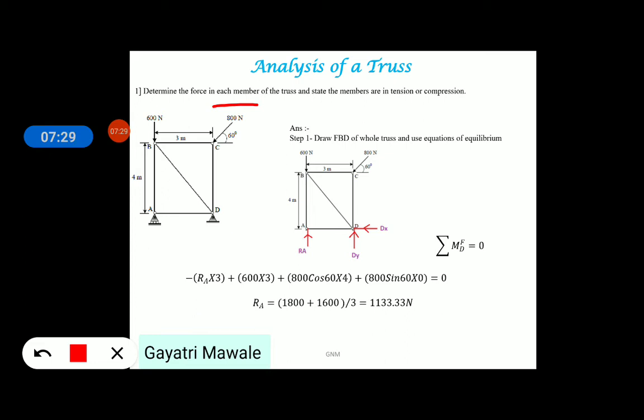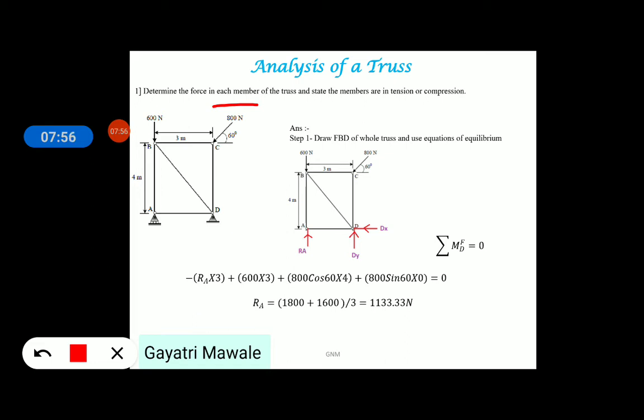So the very first step to solve this problem is to draw the FBD of the given truss. For this truss, two forces are acting at joints B and C, which we have to show as they are in the FBD. Further, at point A, it's a roller support, so reaction RA must be vertical.